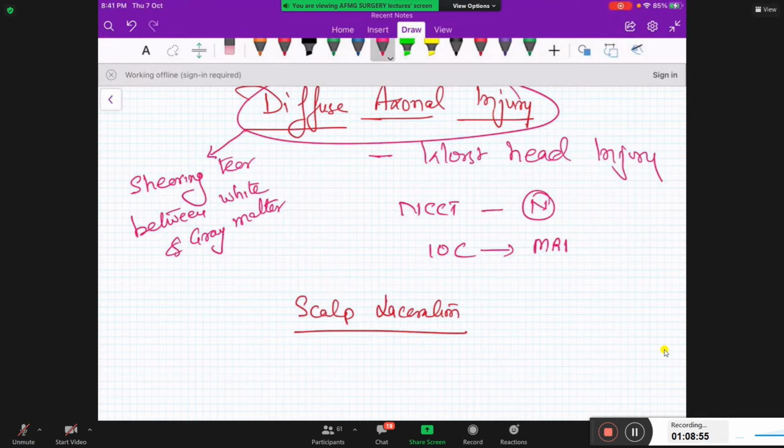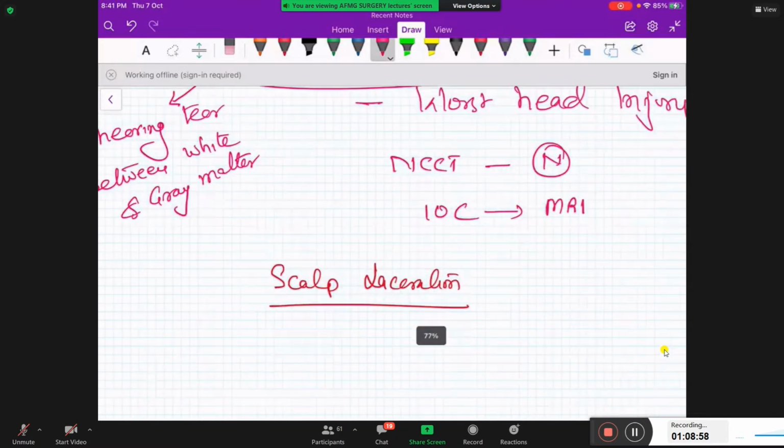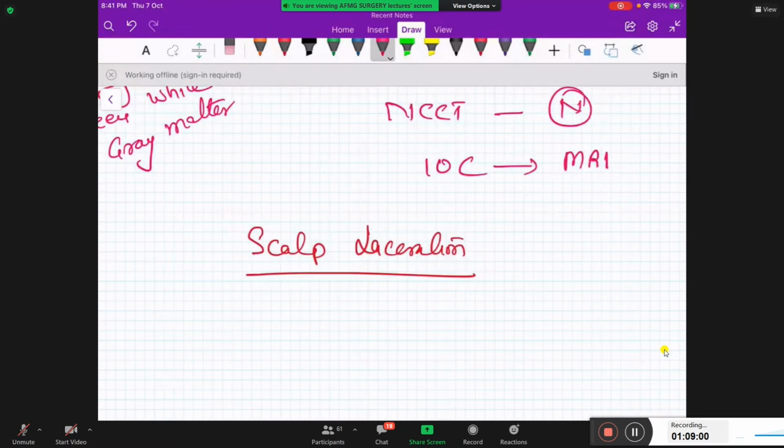Don't worry. Now comes scalp laceration. Scalp is a very vascular layer, and once it bleeds, it bleeds like hell. There is a very important scenario which as an intern you will be facing. You will be asked to suture a scalp laceration and you will find it so difficult to suture because it bleeds like hell.